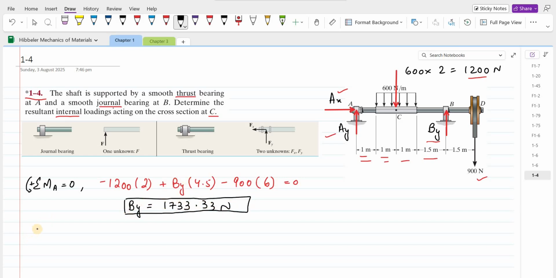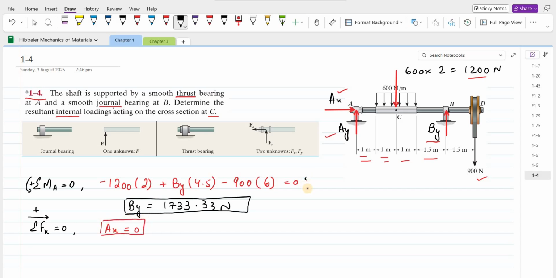Now we have to find the support reaction AX. So we have summation of forces in x direction equals 0. I am considering right hand side as positive. So we just have a single horizontal force which is AX. So AX is 0.